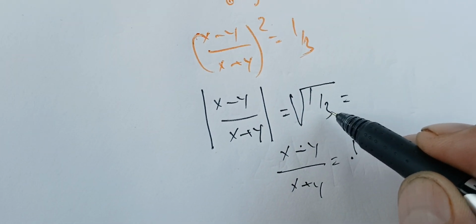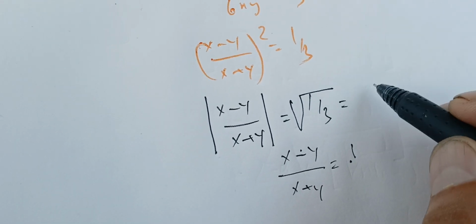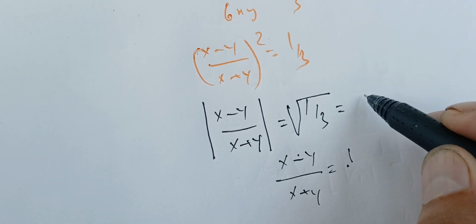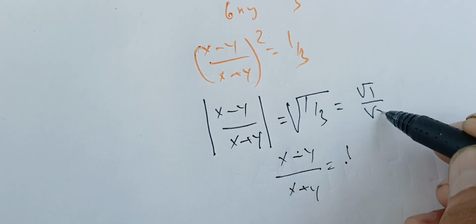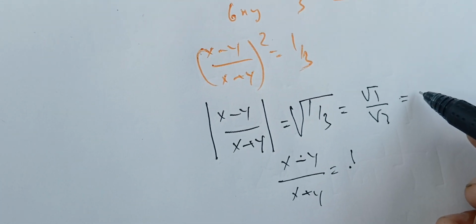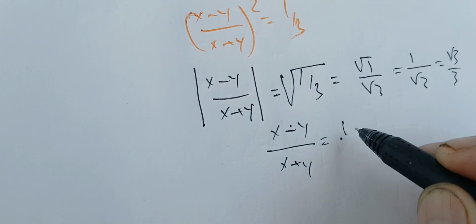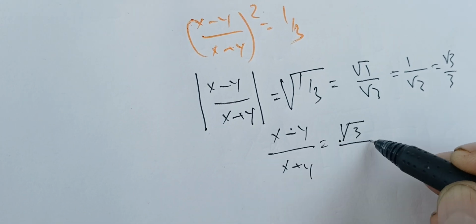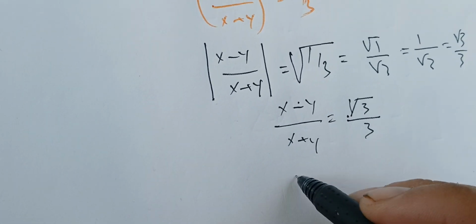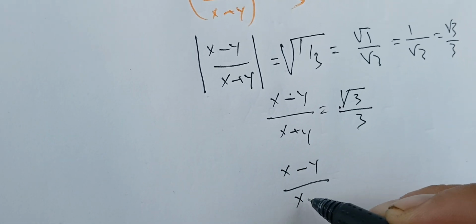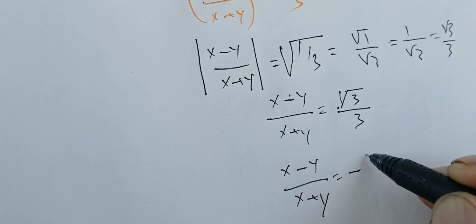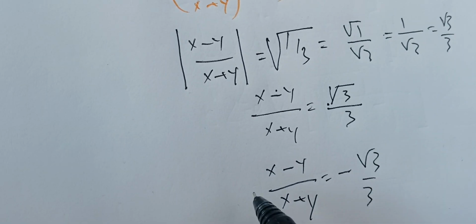And here I can simplify this one more. This is just the square root of 1 over the square root of 3, which is 1 over the square root of 3, which is the square root of 3 over 3. And therefore, I have the square root of 3 over 3, or minus the square root of 3 over 3.